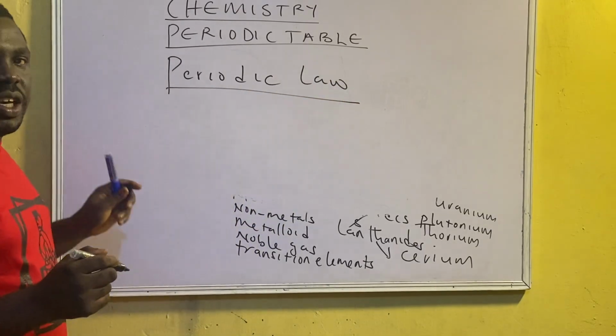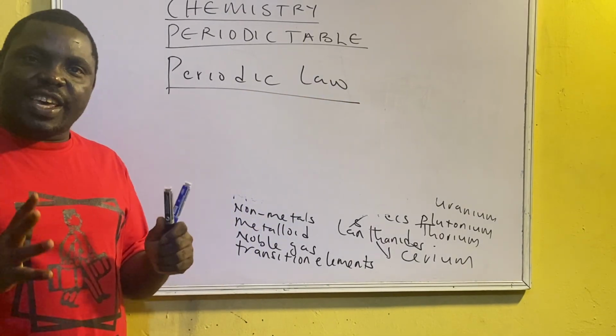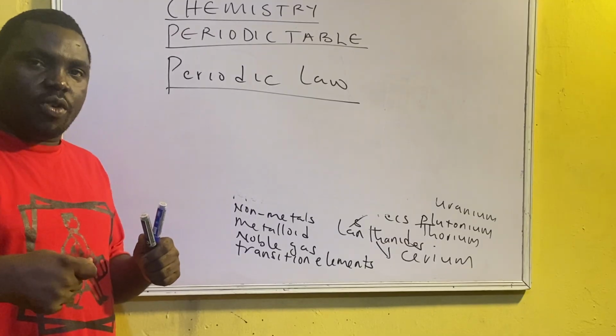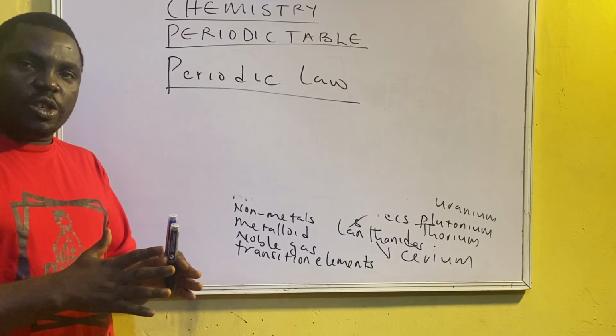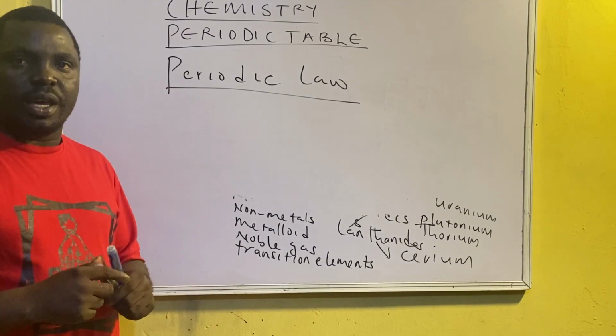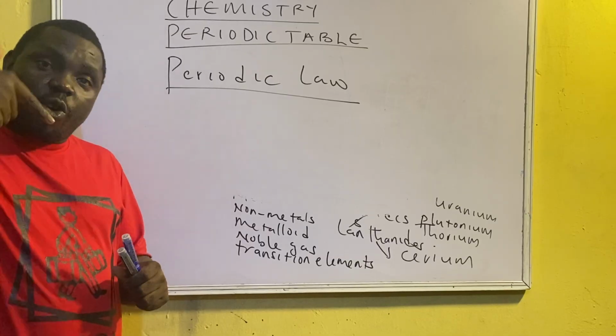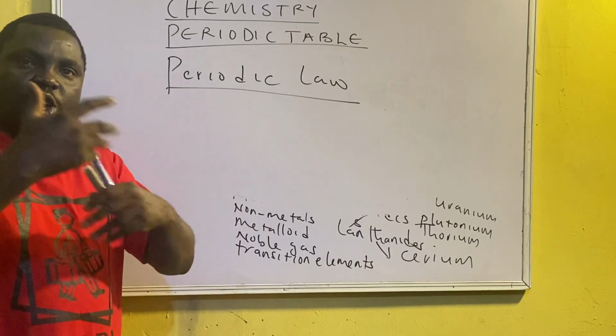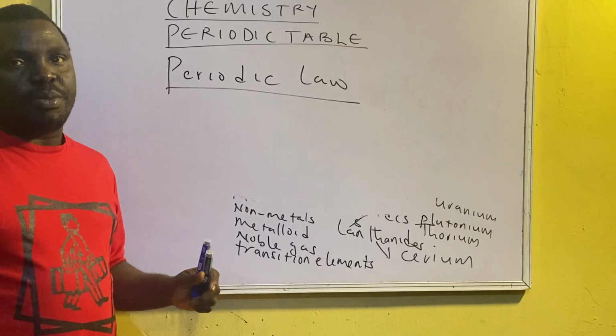The periodic law states that the properties of the elements are the periodic function of the atomic number. Stay with me. The properties of the elements are the periodic function of the atomic number.